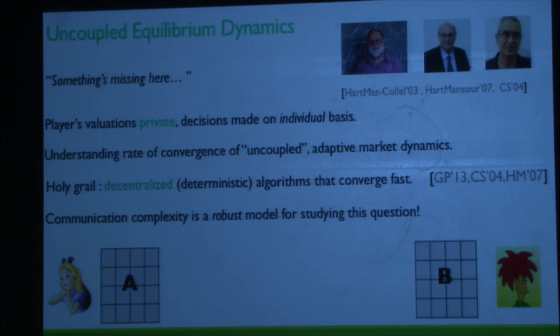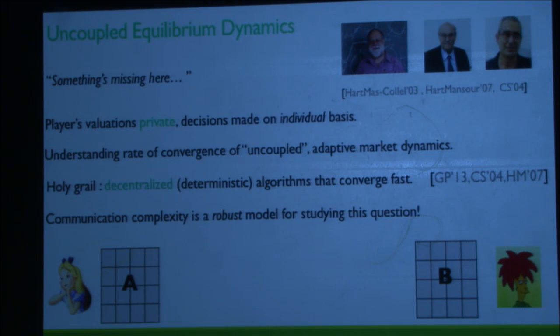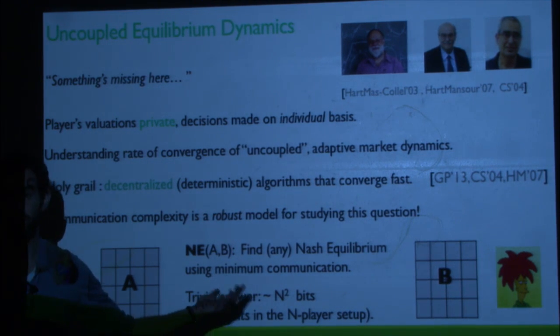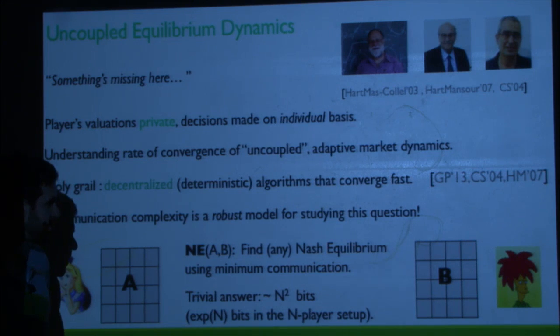So from now on, we'll focus on the communication problem where Alice observes, as in reality, her own payoff matrix A. Bob observes his own payoff matrix B, and the matrices have values between -1 and 1. These are n by n payoff matrices, and the goal is to find any Nash equilibrium of the resulting game. And as Avi points out, the trivial solution to this problem is that Alice can always send her entire input matrix to Bob and finish with n squared bits.